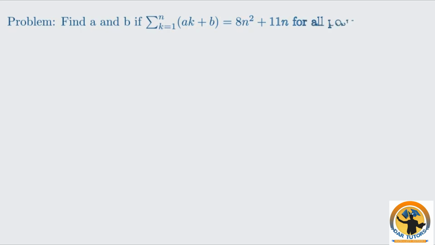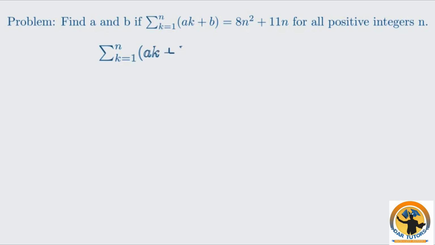Let's use the formula we just derived to solve a more advanced problem. Our goal is to find the values of constants a and b in a given summation. We are given that the sum from k equals 1 to n of the term ak plus b is equal to 8n squared plus 11n for all positive integers n. We need to find the values of a and b. We can solve this by using the properties of sigma notation and comparing the resulting expression with the given one.